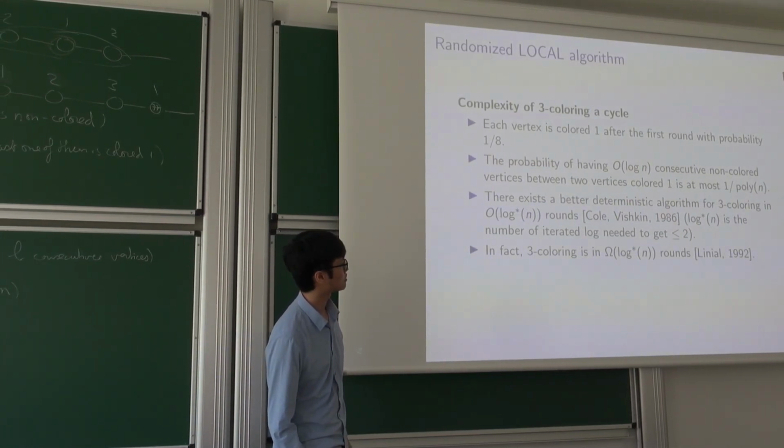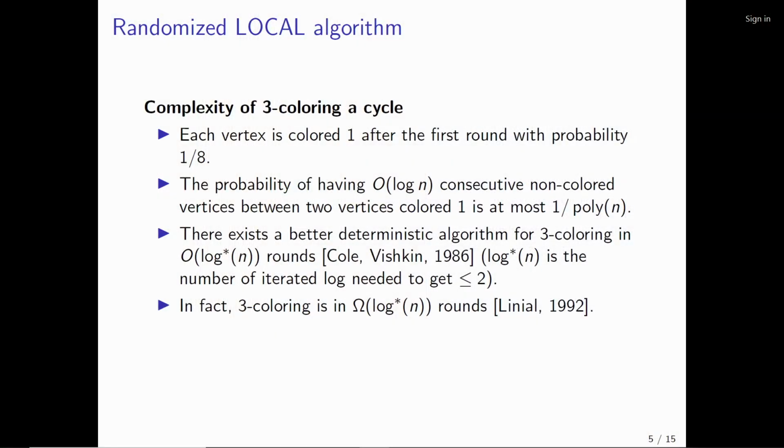And actually, it was also shown that there's a lower bound for this. You cannot do better than log star of n. And even better than that, randomness does not help at all, meaning that you also have theta of log star of n for randomized algorithms.